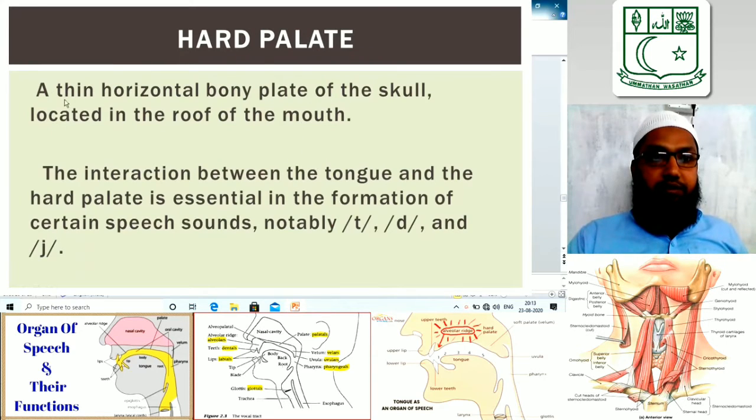Hard palate. The hard palate is a thin horizontal bony plate of the skull located in the roof of the mouth. The interaction between the tongue and the hard palate is essential in the formation of certain speech sounds, notably ta, da, and ya. The sound is not ja, it is ya.